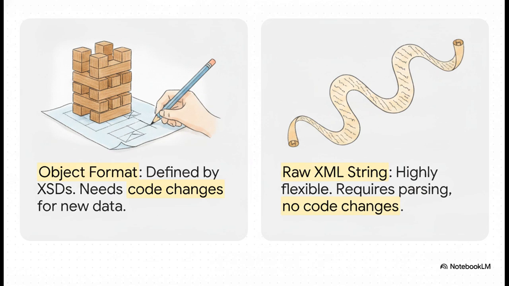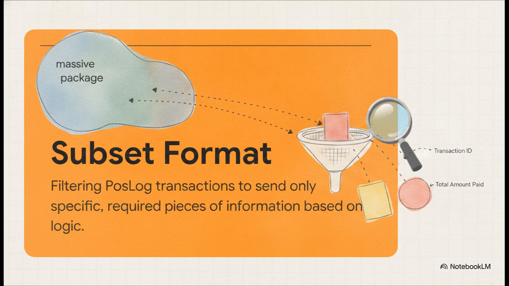Highly flexible. If you add new data to the PosLog, you don't have to touch the broadcaster code at all. But the remote server is forced to do the heavy lifting of parsing that raw XML string. And then there's the third style, the subset format. Think of this as a smart filter. If an external system doesn't need the whole massive PosLog package, the subset format lets the broadcaster pick and choose. Based on programmed logic, it can just send the exact pieces of information requested, like maybe just the transaction ID and the total amount, and completely ignore the rest.